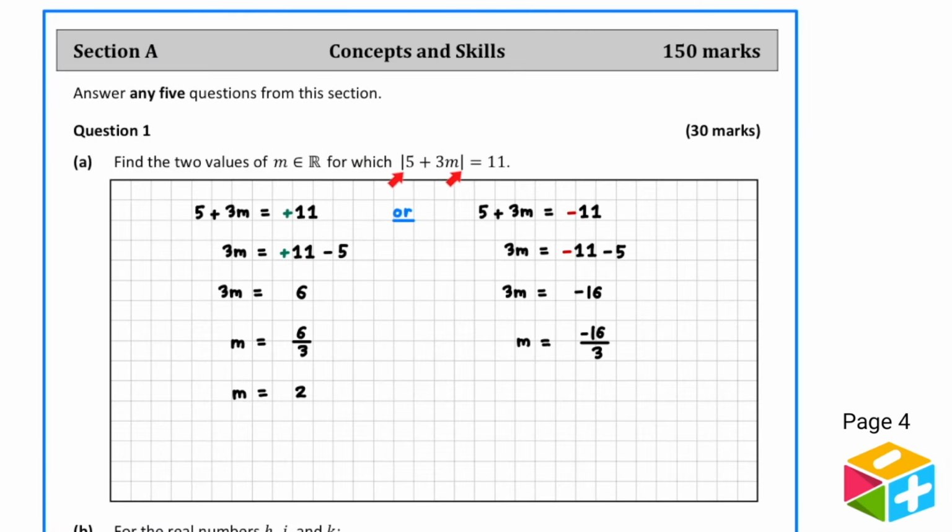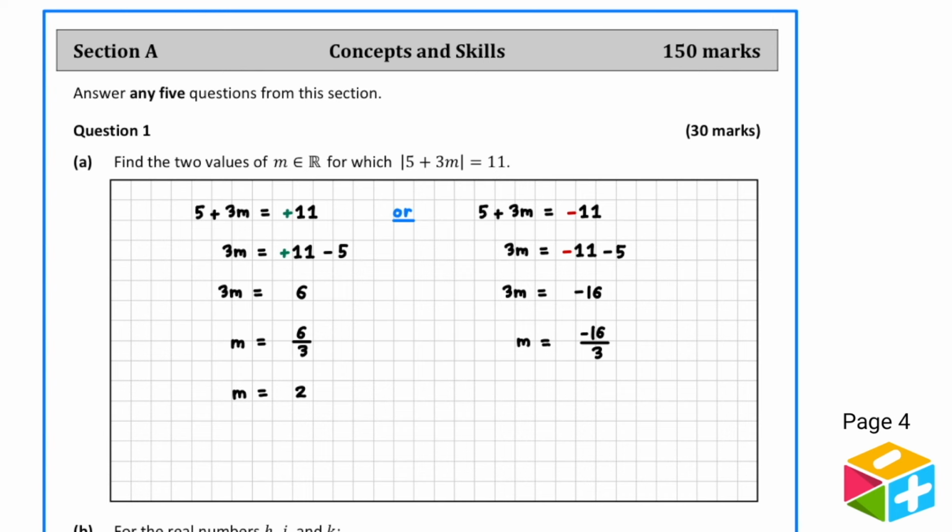In question 1a, the vertical bars represent the absolute value. This means that we should take the positive version of whatever number is inside. If we want the absolute value of 5 plus 3m to be 11, there's two options. Either the 5 plus 3m is equal to plus 11, or the 5 plus 3m is equal to minus 11. We can solve for m in both these cases.